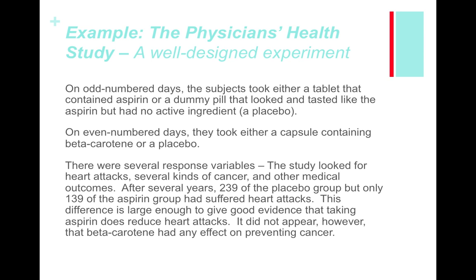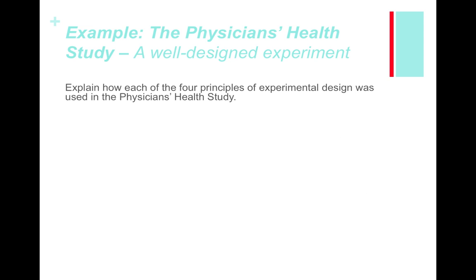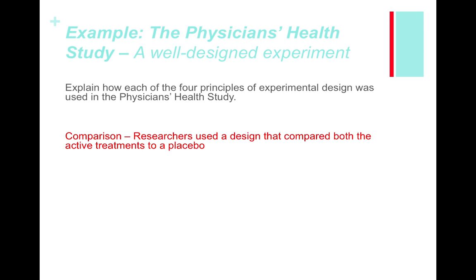After several years, 239 of the placebo group, but only 139 of the aspirin group actually had suffered heart attacks. This difference is large enough to give good evidence that taking aspirin does reduce heart attacks. It did not appear, however, that beta-carotene had any effect on preventing cancer. All right, so now we'll explain how each of the 4 principles of experimental design was used in the Physician's Health Study. Okay, so comparison.